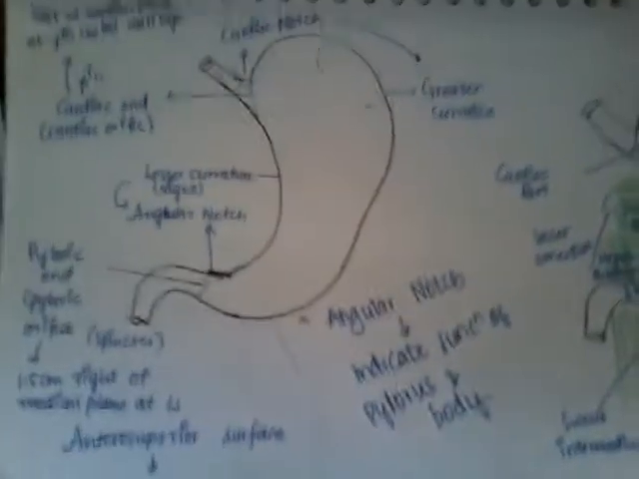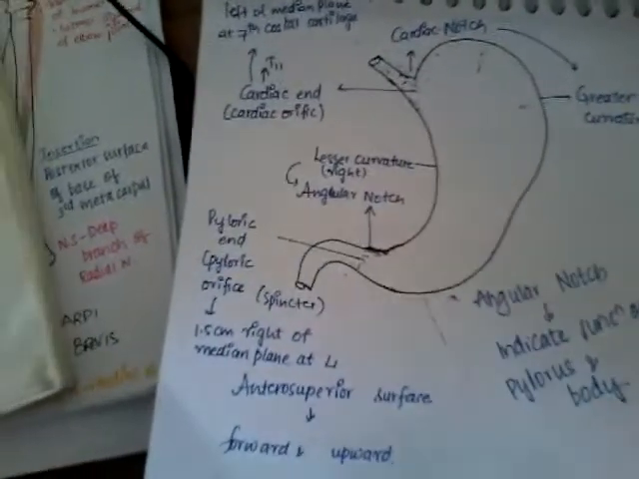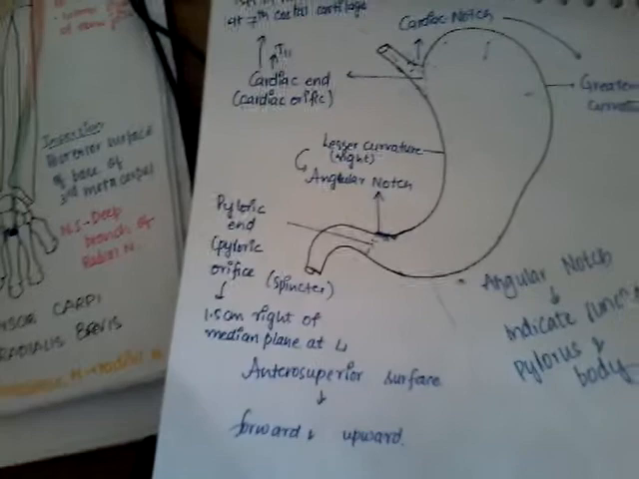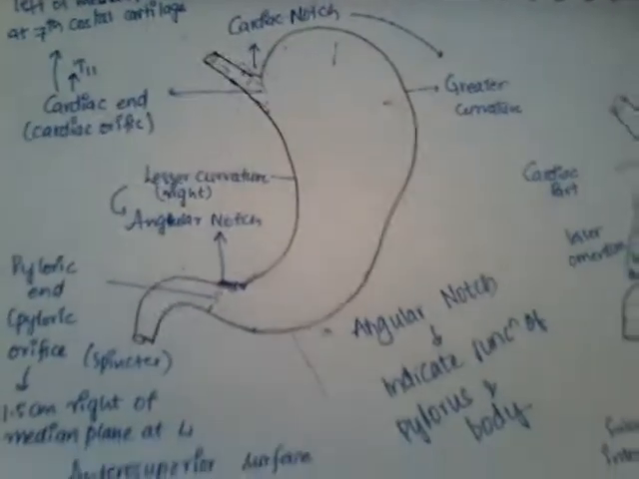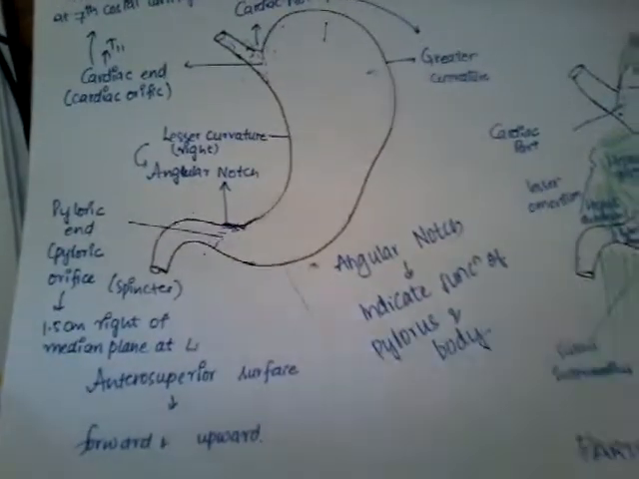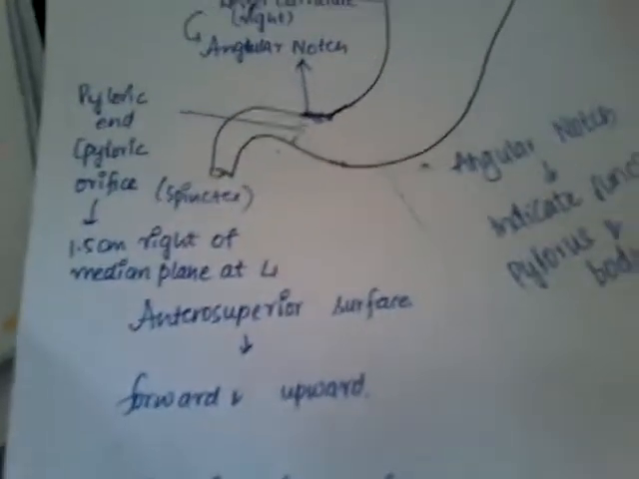Now the surfaces. It has a superior surface, which faces forward and upwards. It also has the inferior surface, which will face backward. Okay, so these are the different surfaces of the stomach. So let us learn about the parts of the stomach.